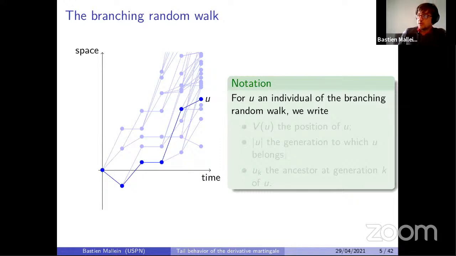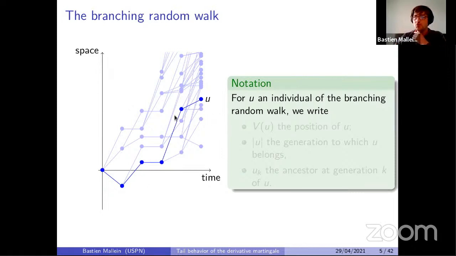Before going any further, I'm going to introduce a few notations. Bastien, there was a question about the time being discrete or not. Yes, the time of the branching random walk is discrete.